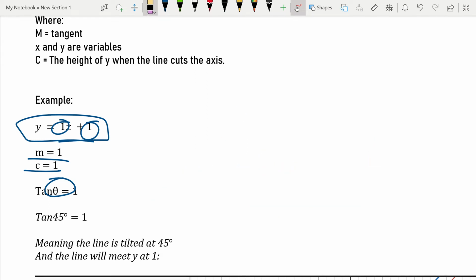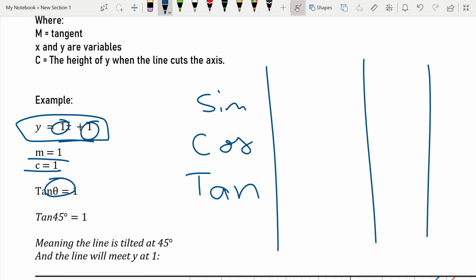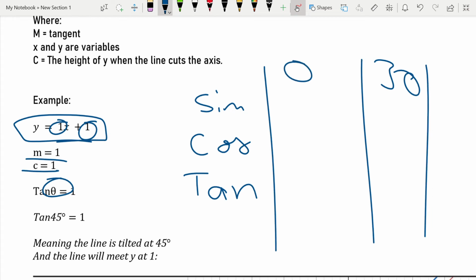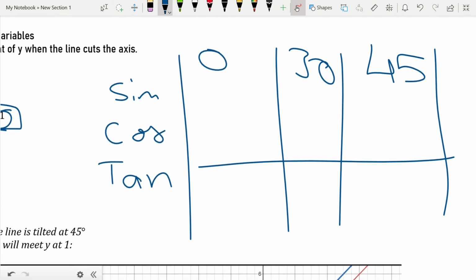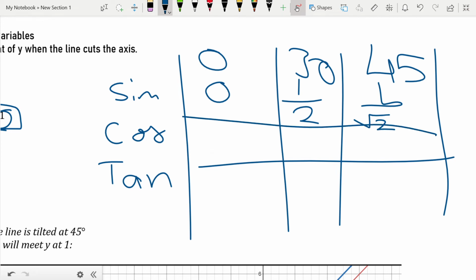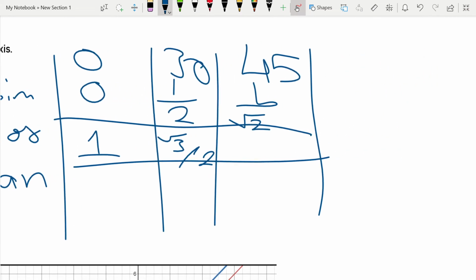So in that table, we have sine, cos, tan, and let's take angles 0, 30 and 45 degrees. Sine 0 is 0, sine 30 is 1 by 2, and sine 45 is 1 by root 2. Alright, I don't want to get into this too much, but I'll have to tell you. Cos 0 is 1, cos 30 is root 3 by 2. You don't have to remember the sine and cos just yet. And cos 45 degree would be 1 by root 2 as well.